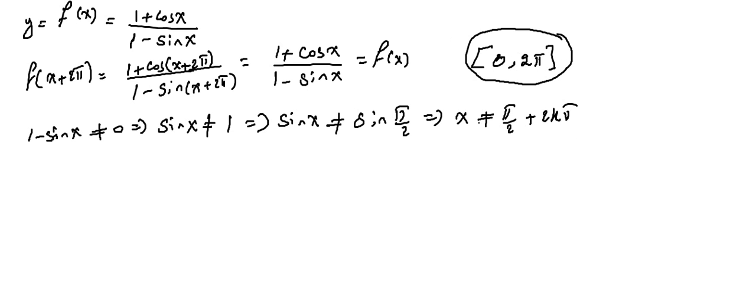Okay, so x not equal to pi over 2, because pi over 2 makes sine x equal to 1, and 1 minus 1 in the denominator will be 0. Or x does not equal pi minus pi over 2, plus 2k pi, which gives us the same, pi over 2. Pi minus pi over 2 is pi over 2. This means x not equal to pi over 2.